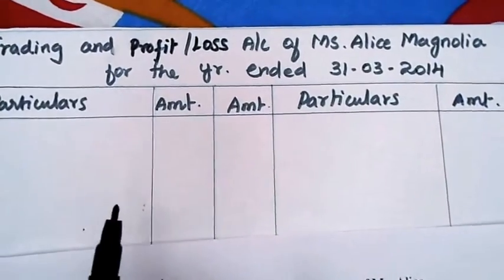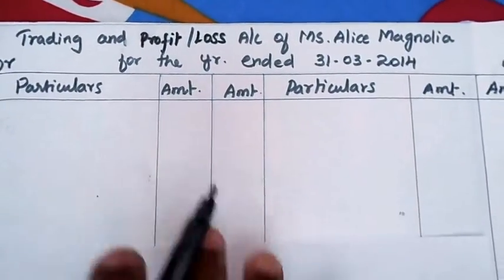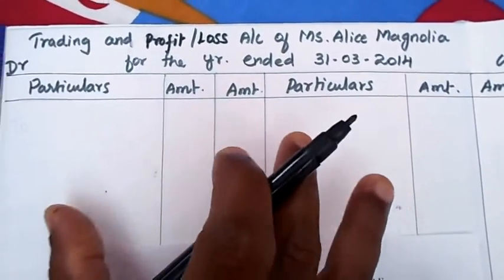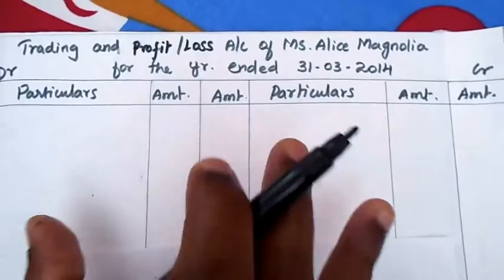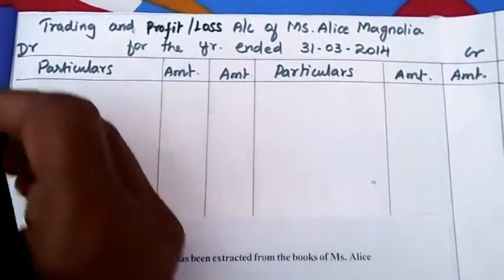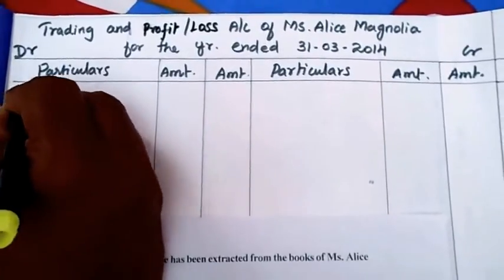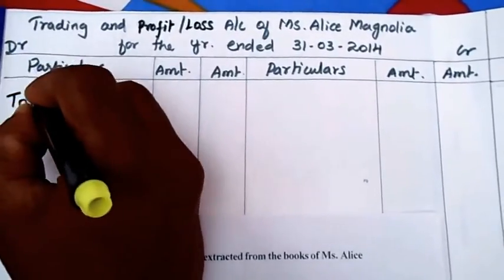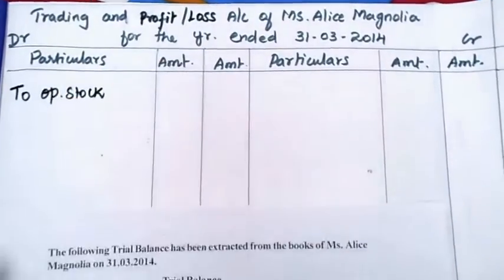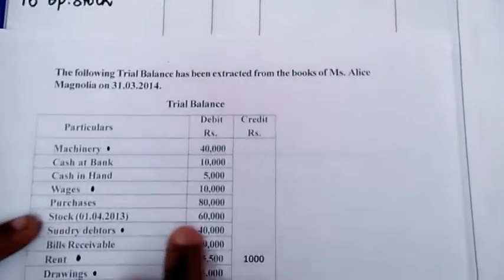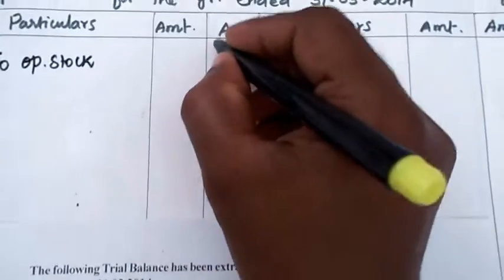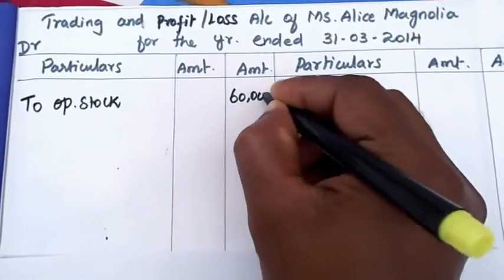That is, trading means buying and selling. In trading account, you need to record only the production transactions. The expense which is directly involved in production is called trade transaction. That will be recorded in trading account. So trading account should start with opening stock. Debit side, opening stock. Just find opening stock, how much? 60,000 is there, no? Just enter on the debit side of trading account, 60,000.